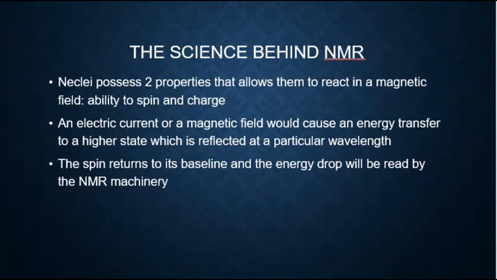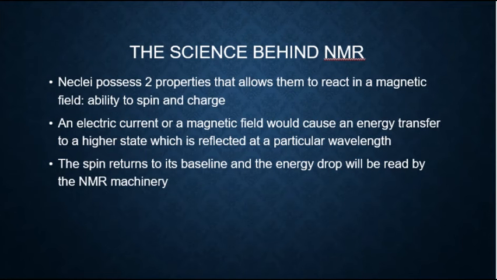The guiding explanation behind NMR is based on the phenomenon that nuclei possess two unique properties. The first is their ability to spin, and the second being that they are charged. These properties cause nuclei to react to a magnetic field. If we were to run an electric current or apply an external magnetic field, this would allow an upward energy transfer to a higher state. This energy transfer is reflected at a certain wavelength and radio frequency. Once the spin returns to its baseline, the emitted energy from the drop will be read by the NMR machinery.